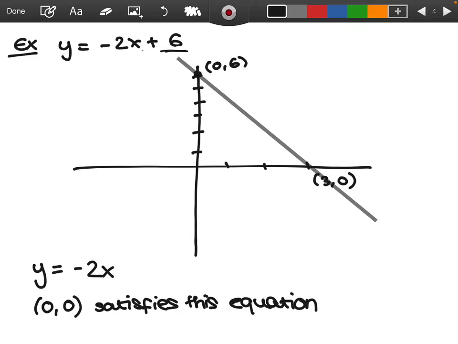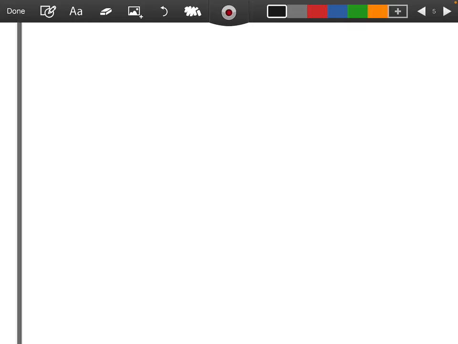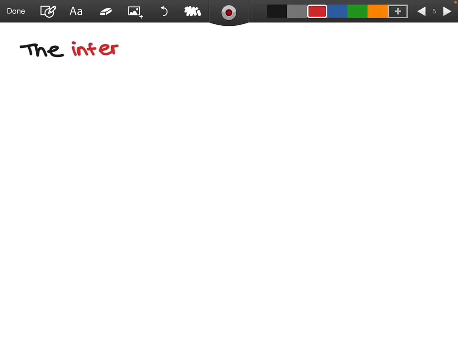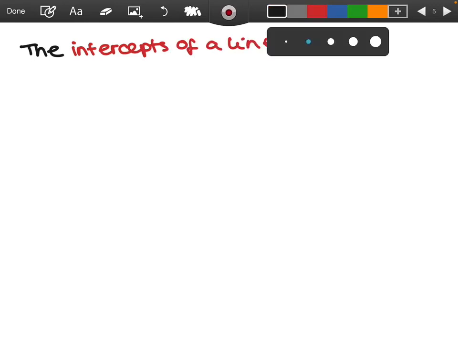As we go through this, this line will go through (0, 0), and the line y is equal to negative 2x plus 6 goes through the points (0, 6) and (3, 0). Those are the points that this line goes through that are on the x and the y axes. Okay, those are called the intercepts of a line. So the intercepts of a line, they are the points where a particular line crosses the x and the y axes.